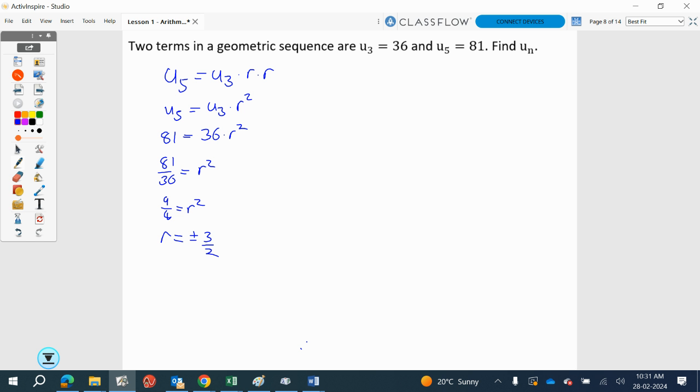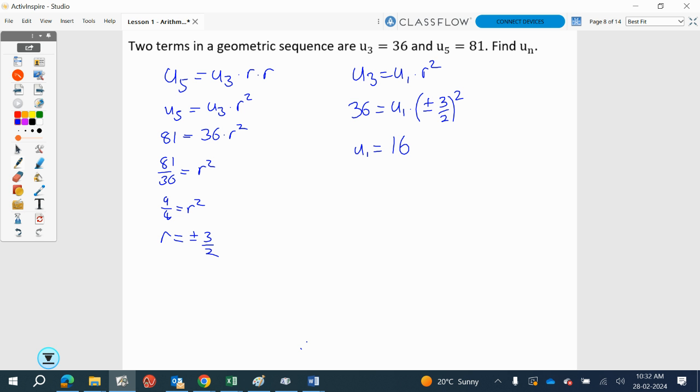So what we need to do now is find U1. U3 is going to be U1 multiplied by R squared. To get from U1 up to U3, we need two lots of R. So this gives us 36 is equal to U1 multiplied by plus or minus 3 over 2 squared. It doesn't matter whether it's plus or minus because we're squaring it. So the first term also has to be a positive term, regardless of whether the common ratio is positive or negative. If we solve this, we get U1 is equal to 16.